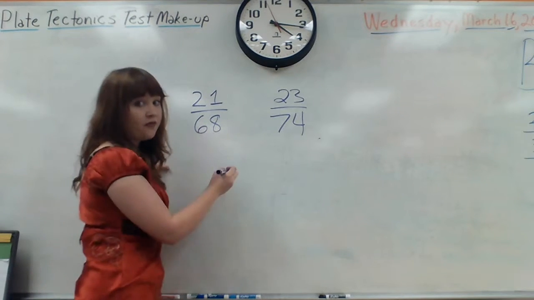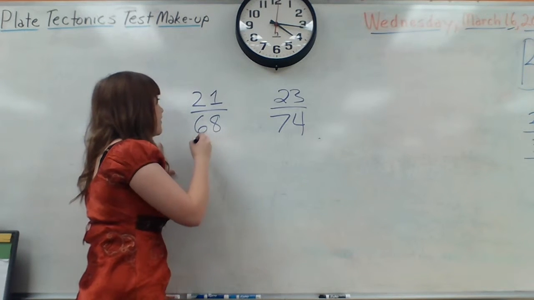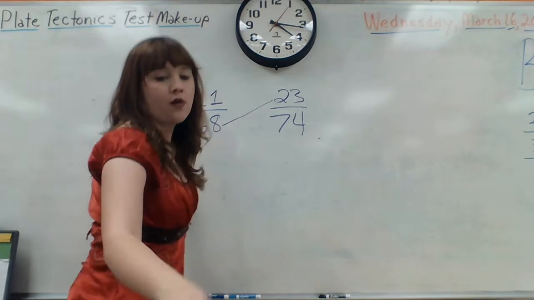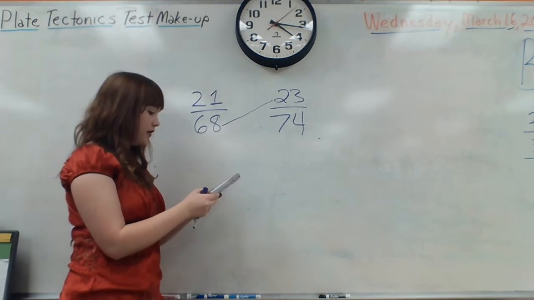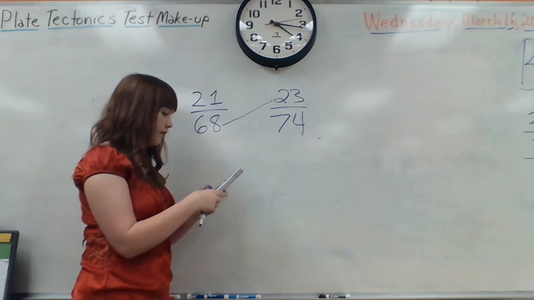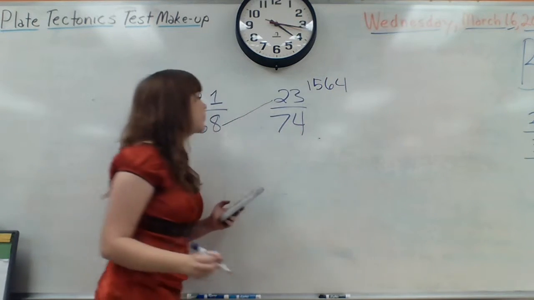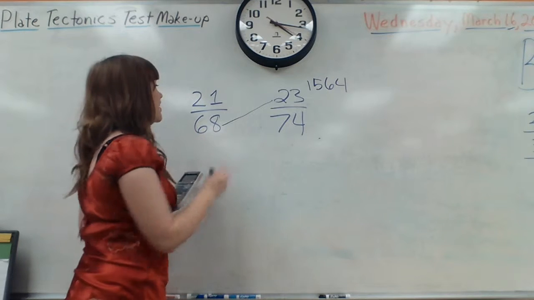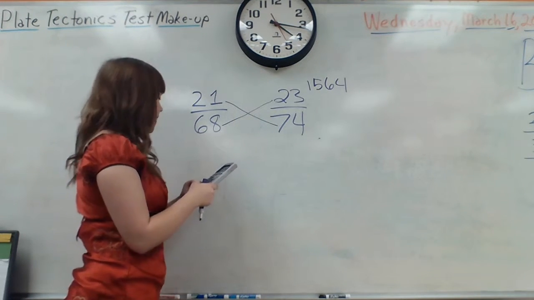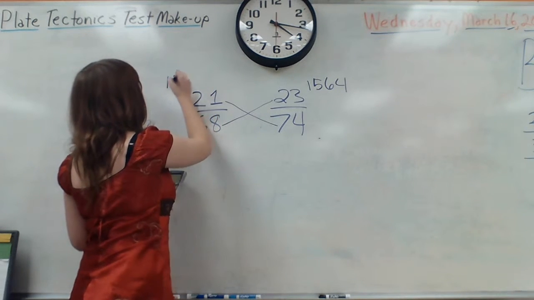Here, when we face our fractions, we're going to begin with the denominator on your left side and multiply it by your numerator on your right side. When you do that, you get 1564. Then we're going to multiply the denominator on our right side by the numerator on our left. When we do this, we get 1554.